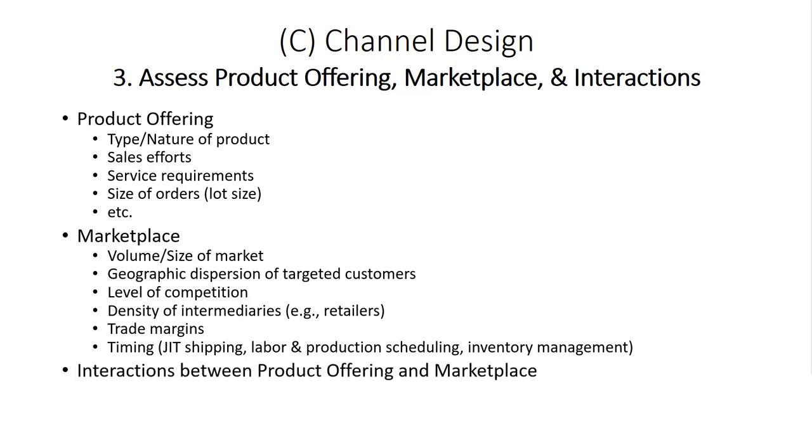And then finally, you need to consider the interactions between the product offering and the marketplace. For example, a geographically dispersed audience might call for online shopping or a widespread intermediary such as a wholesaler, yet if the product requires intense sales efforts, it might not be fit for a wholesaler to retailer type of channel. So this conflict due to the interaction of these marketplace and product offering attributes would need to be resolved prior to moving forward with the channel design.